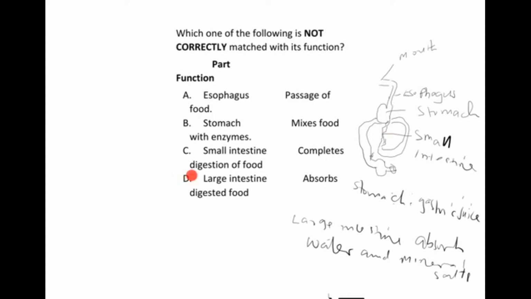But when you look at D, whereby we have large intestine, the work of the large intestine is to absorb water and mineral salts. But in our choice here, we have been told that it absorbs digested food. So our answer, bearing in mind they want which one is not correctly matched, our answer will be D. Why? Because the work of the large intestine is to absorb water and mineral salts.